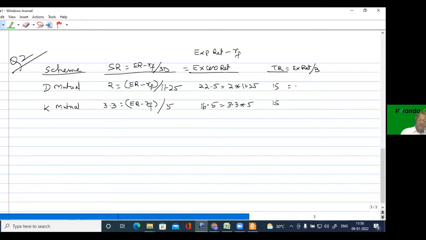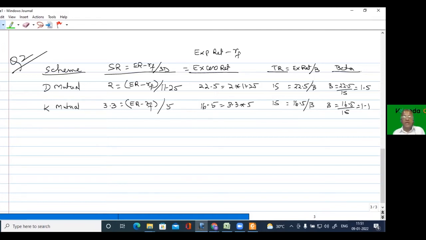So excess return is 22.5 divided by beta. Here 16.5 divided by beta. So now you can arrive at beta. So beta is equal to 22.5 divided by 15, which is equal to 1.5. Here beta is equal to 16.5 divided by 15, which is equal to 1.1.